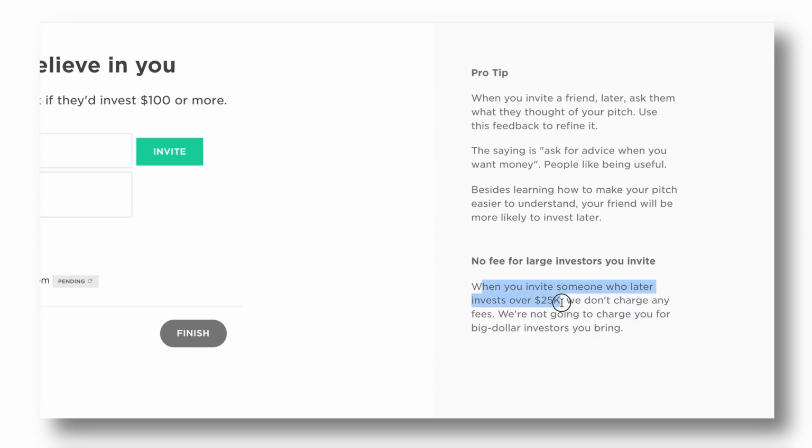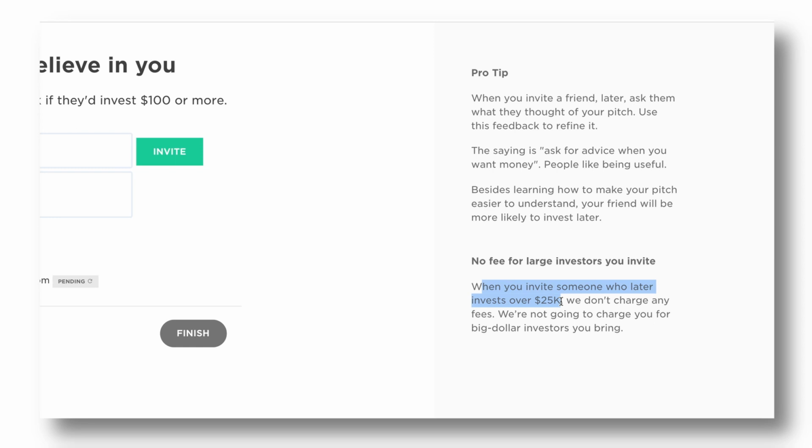The other thing I really want to quickly say here is that when you invite someone who later invests over $25,000, WeFunder is not going to charge any fees, which is huge, right? When you think of other companies and other platforms, they're going to be charging fees. WeFunder doesn't charge when someone invests over $25,000 that you have invited ahead of time. So if you know, for example, ahead of time that you're going to have a big investor, you might as well invite them here, so that there aren't any fees attached to their big investment. This is basically for big dollar investors.